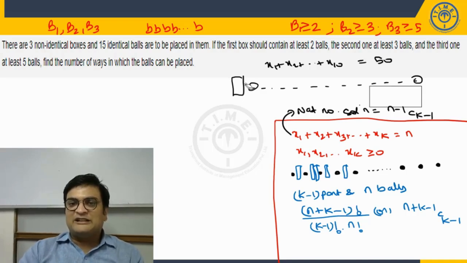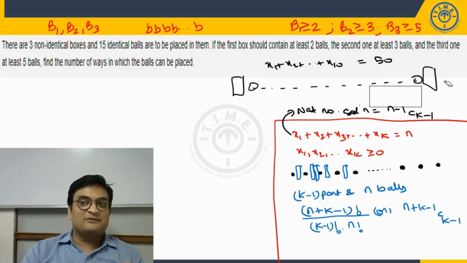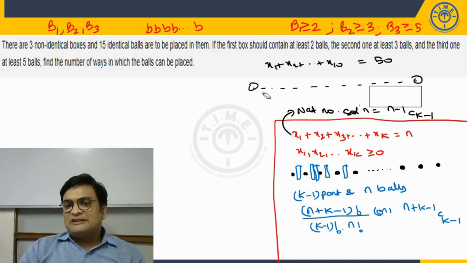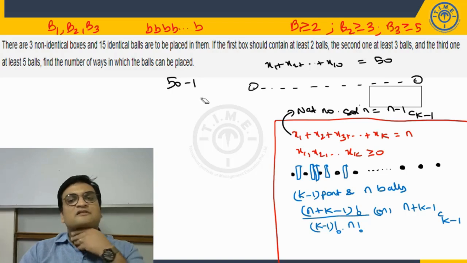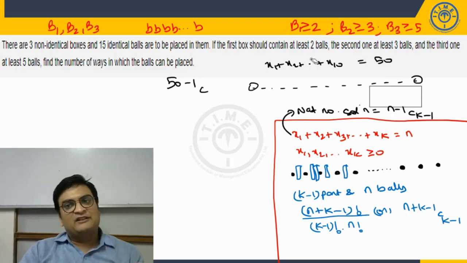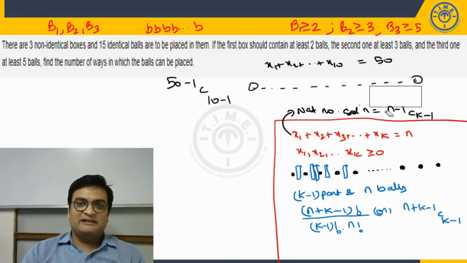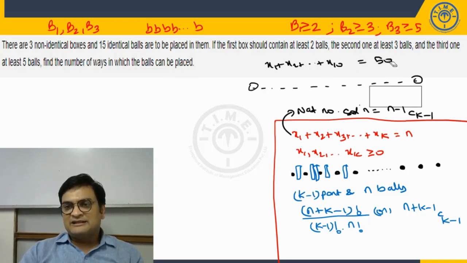Also, partitions cannot come at the extremes like this or like this, because then the variable to the left or to the right of this will become 0. Not allowed. So that means partitions can only take the in-between values. If there are 50 balls, how many spaces will be there in between? It's 50 minus 1, or 49. And how many partitions are we to place? If there are 10 variables, we have to place 9 partitions. So the formula is n minus 1, 50 minus 1, C 10 minus 1, k minus 1. I hope we are clear. I'll just clean this all.